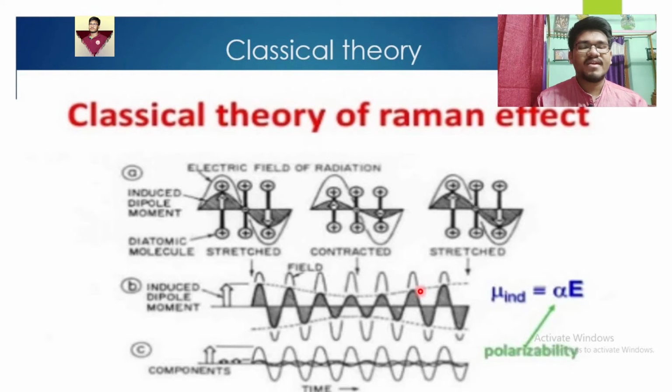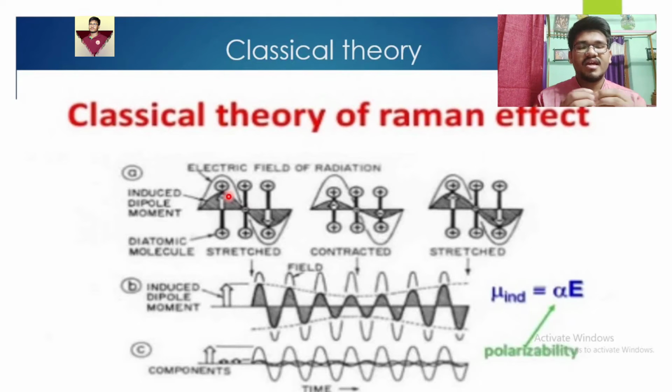Okay, now what happens if the field is time dependent? It has a particular frequency, but it is time dependent, like AC voltage or AC current. So the electric field is oscillating with respect to time. Now if the electric field is oscillating, the dipole moment which is created will also oscillate. So there will be a dipolar oscillation induced in the molecule.